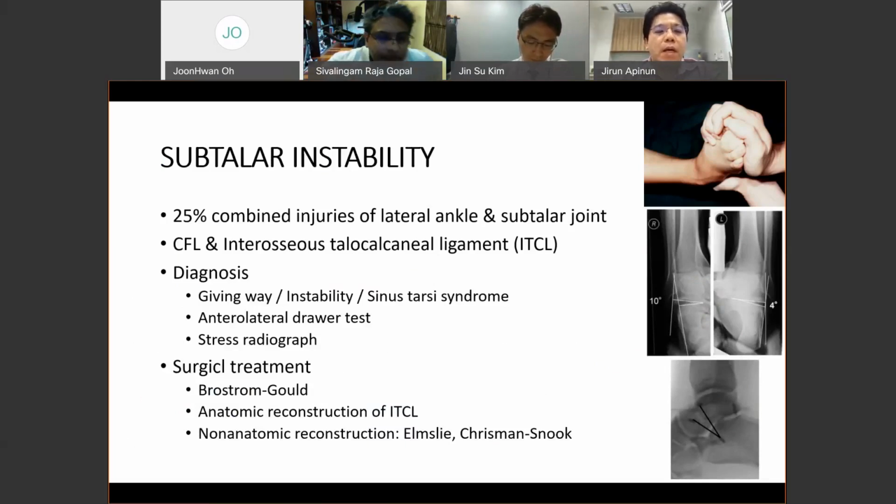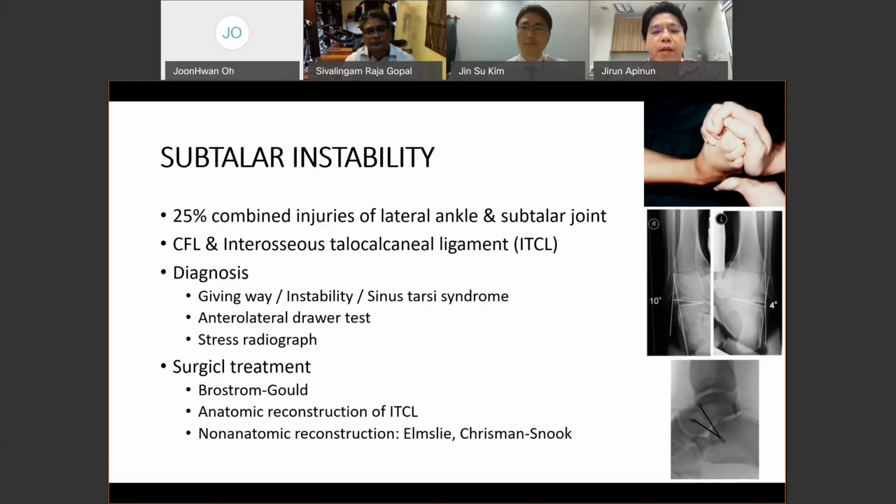It results from injury to the CFL and interosseous talocalcaneal ligament. We can diagnose this condition from the presentation as giving way instability or sinus tarsi syndrome, which is pain and swelling at the subtalar joint. The examination can be done with the anterolateral drawer test, which is an anterior drawer with inversion of the hindfoot as well, and we can feel the gliding of the calcaneus at the subtalar joint. The subtalar gapping can be shown in the stress radiograph.